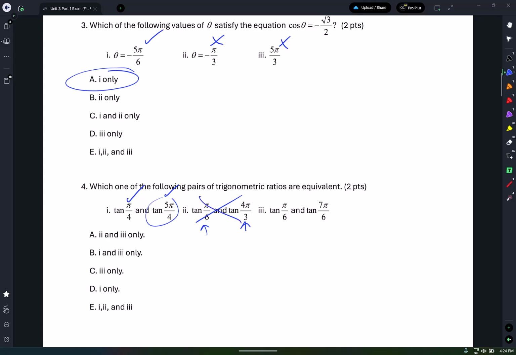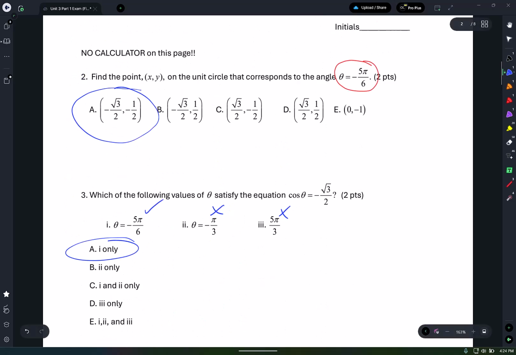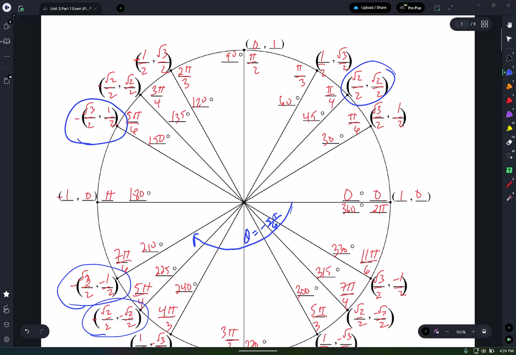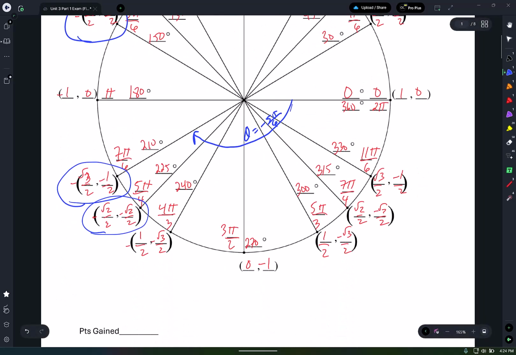That one's out. And then look, pi over 6 and 7 pi over 6. Pi over 6, 1/2 over square root of 3 over 2, that's 1 over square root of 3. And 7 pi over 6, negative 1/2 divided by negative square root of 3 over 2, that's again going to be negative 1 over square root of 3. Or, sorry, positive 1 over square root of 3. Negative divided by negative is a positive.